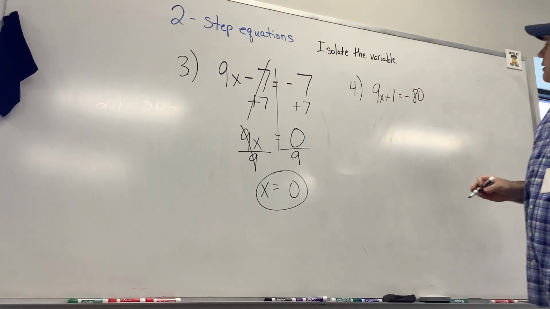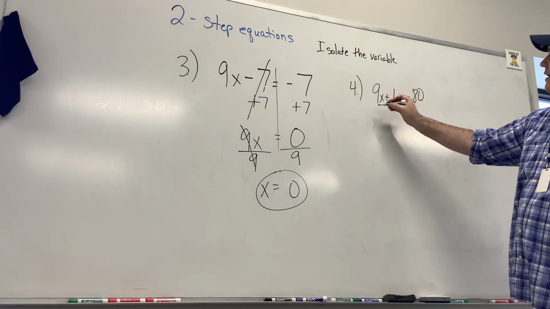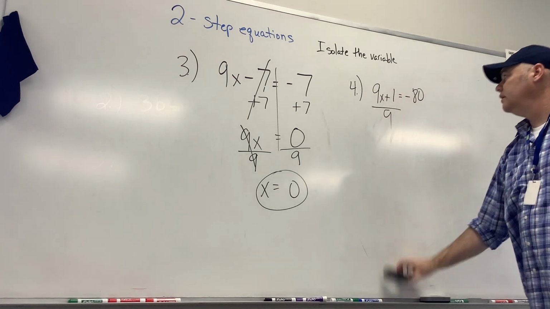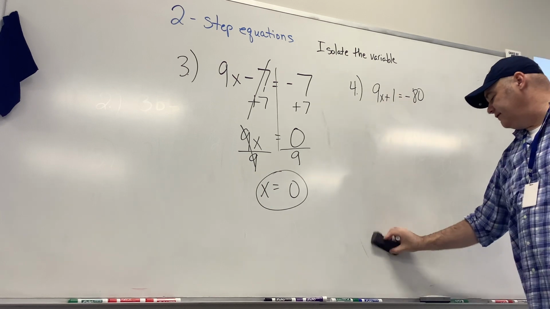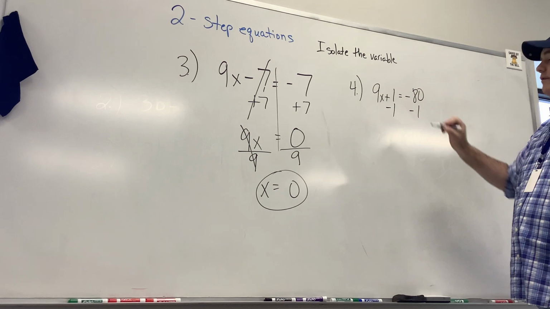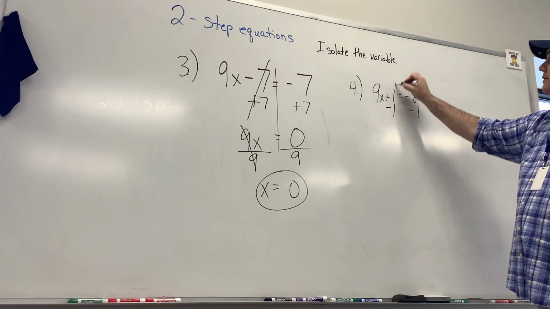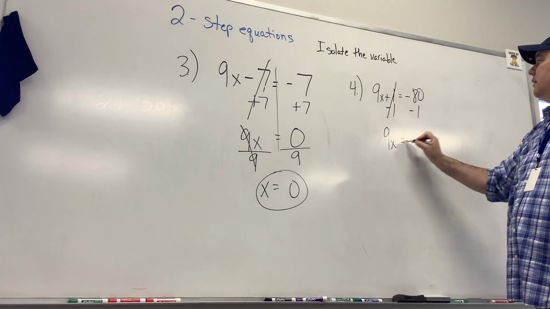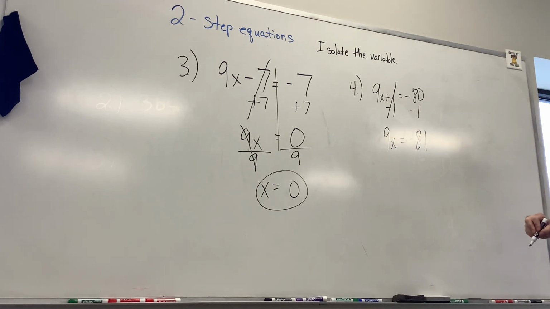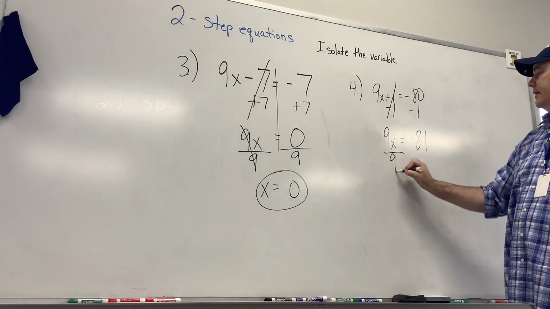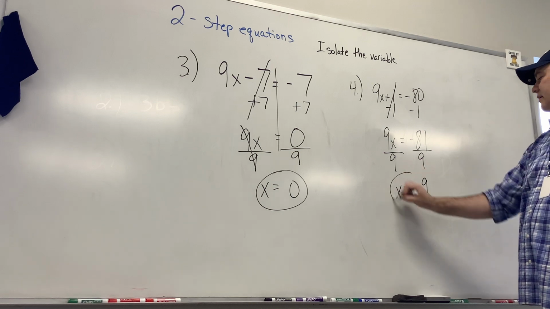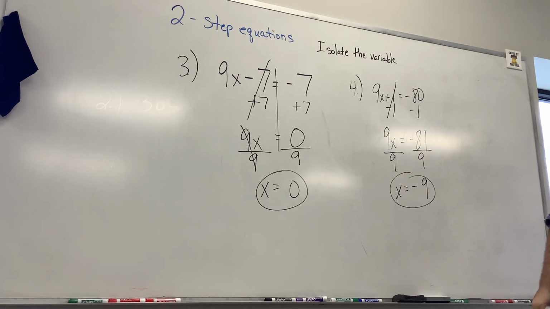Okay, so same concept. We don't want to divide by 9 yet because it's going to look like that. You've got a fraction. You can just get rid of this 1 very easily by subtracting it. Okay, but make sure to do it over here as well. They cancel out. This is going to be negative 81. Okay, then I can divide by 9. And x is going to be negative 9. Negative divided by positive is negative, okay?